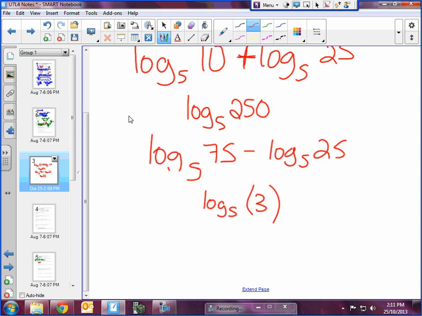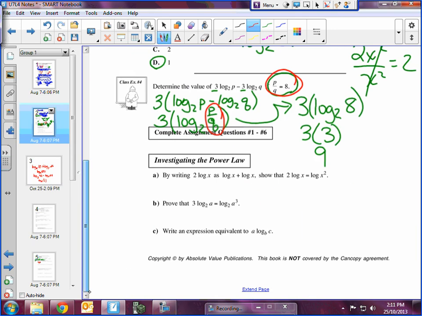Product law, if I am adding two logarithms with the same base, I would multiply my arguments. Okay? Alrighty. So that was yesterday. Is everyone okay with what we did yesterday?